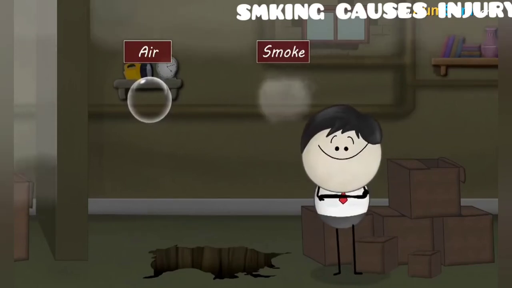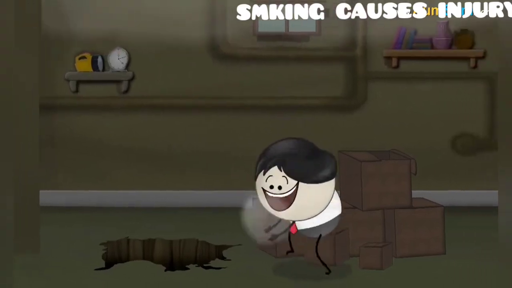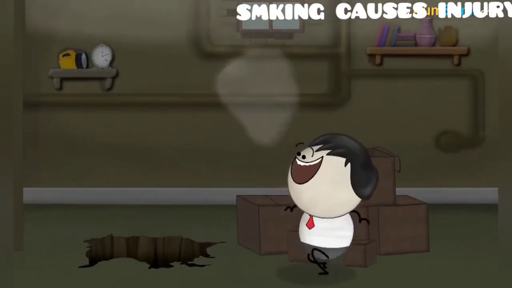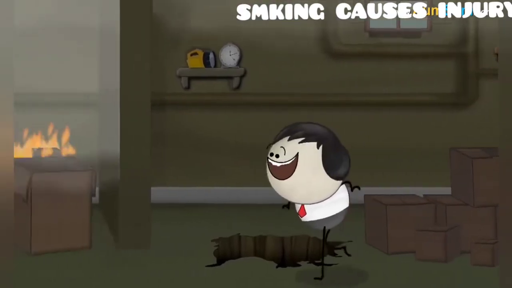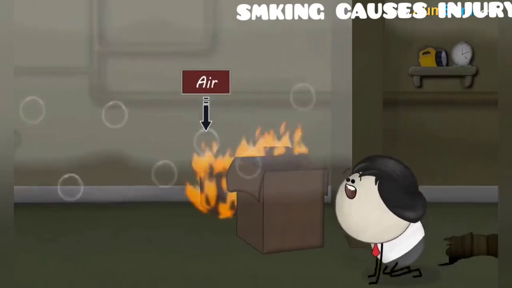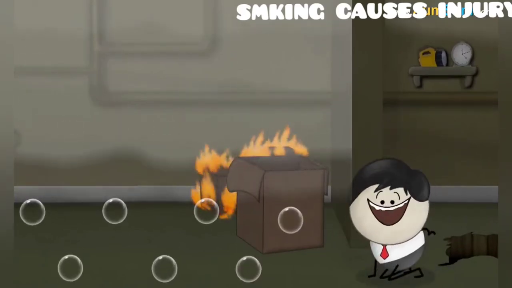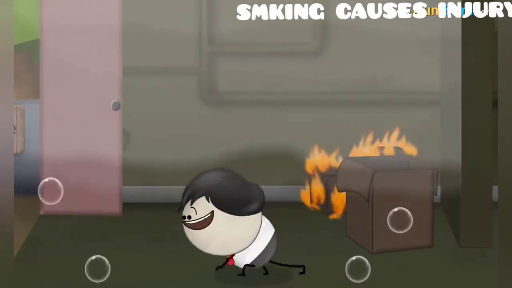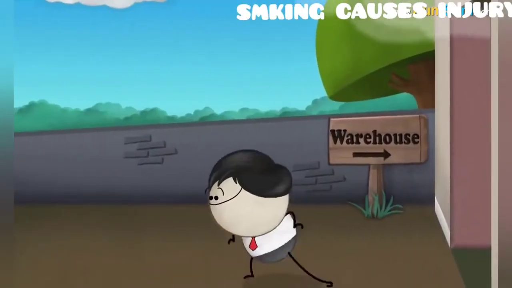Yes, you are absolutely correct. Smoke is lighter than air. As it is lighter, it rises up in the room and occupies the space at the top. Hey, where are you going? It is not over yet. The air being heavier than smoke tends to remain below. Hence, if we crawl, we will get sufficient oxygen to breathe and we can safely come out of the room without being suffocated.